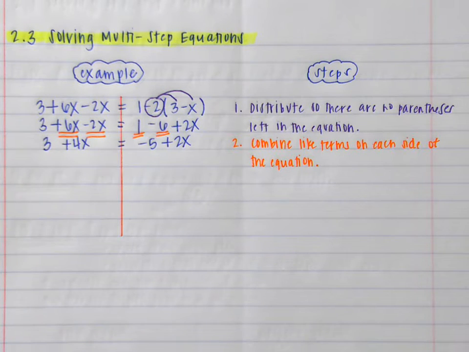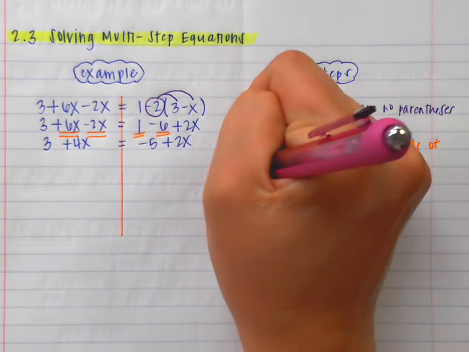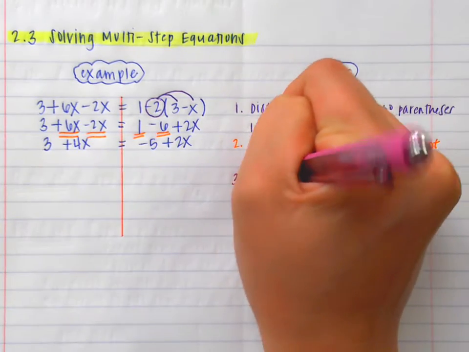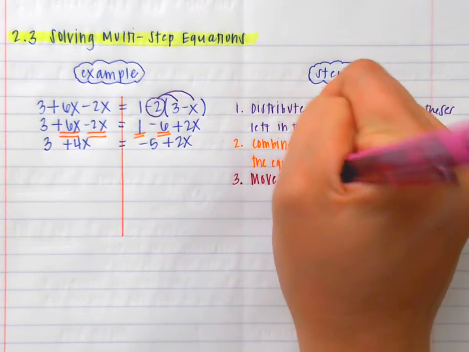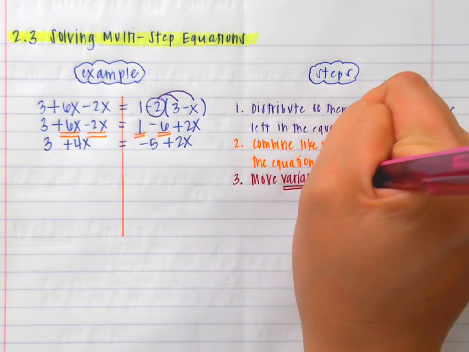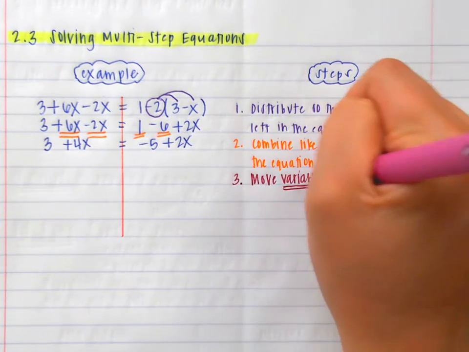So let's do that. That's going to be step 3. Move the variables to one side of the equation.